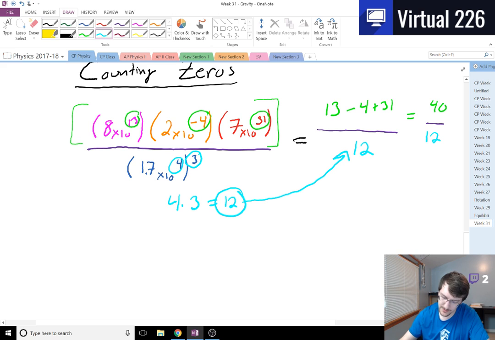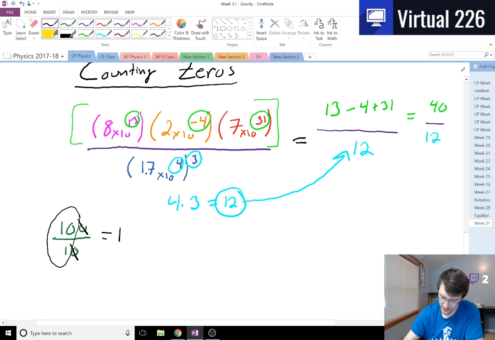Now, we've got 40 zeros up top and 12 zeros underneath. If we take a much simpler example, like 100 divided by 10, an easy way to get the answer is to just start crossing out zeros. If you have a 0 up top and a 0 on the bottom, and they're on the edge of your number, you can cross them out. So in this case, we just get 10 over 1, which is 10. And that makes sense. 100 divided by 10 is 10. 10 times 10 is 100.